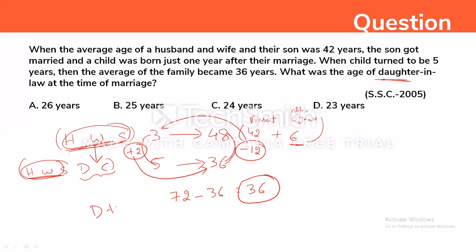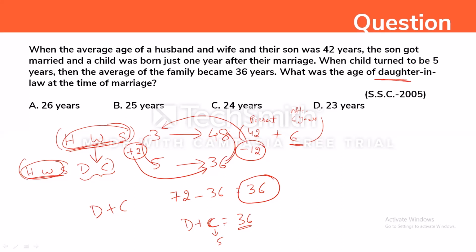Daughter-in-law plus child. The daughter-in-law and child's total age will be 36. But what we need to find is only the daughter-in-law's age at the time of marriage. Now, can I say that the child's age is 5 years?